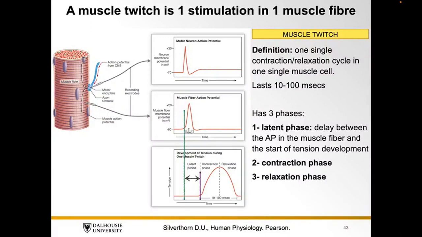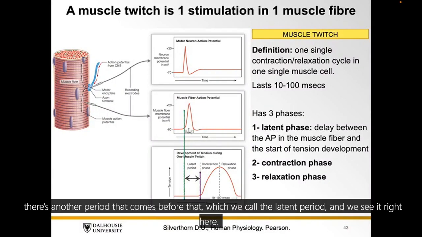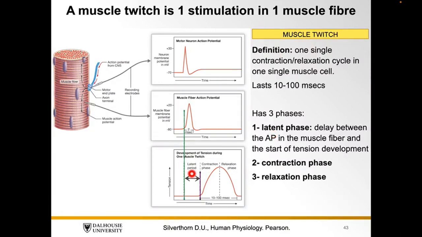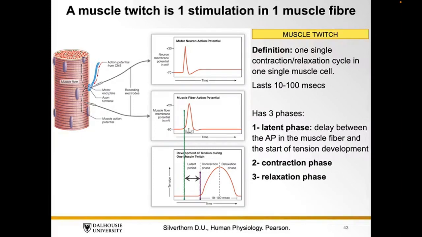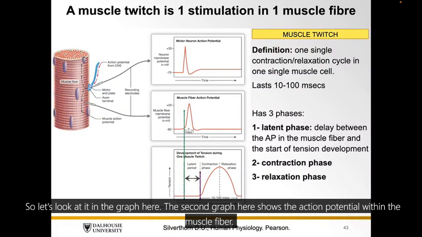But before this contraction and relaxation can occur, there's another period that comes before that, which we call the latent period. And we see it right here. The definition of the latent period is the delay between the action potential in the muscle fiber and the start of the tension development. So let's look at it in the graph here.